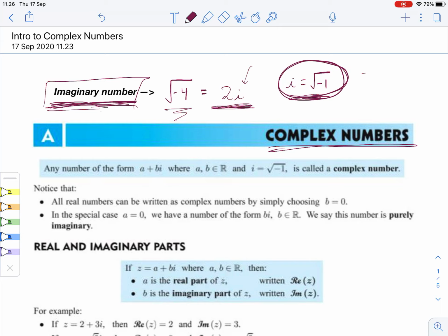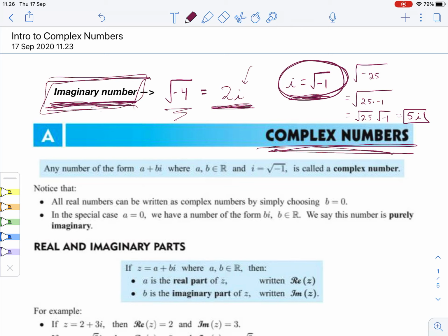For example, if I ask you what's the square root of -25, well, we know that the square root of -25 is equal to the square root of 25 times -1, which is equal to the square root of 25 times the square root of -1, which is equal to 5i. Okay? Now, from imaginary numbers, we go to complex numbers, and complex numbers include imaginary numbers.